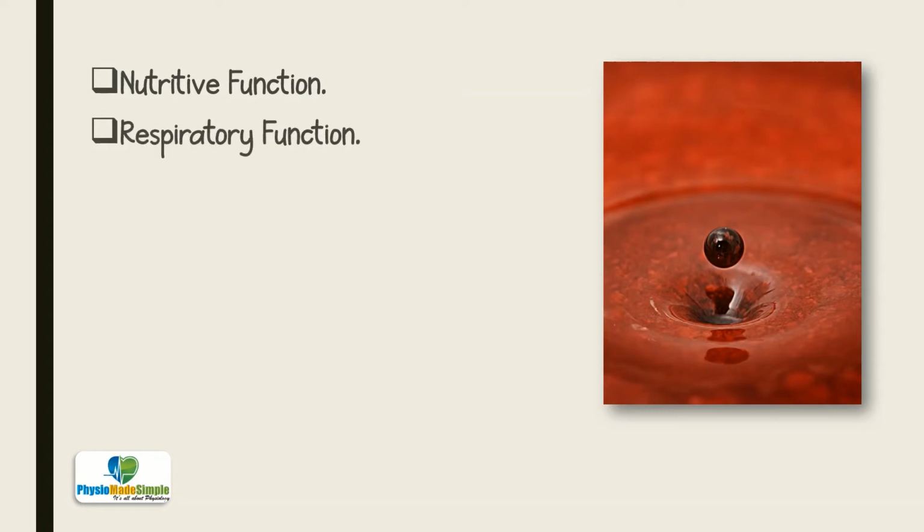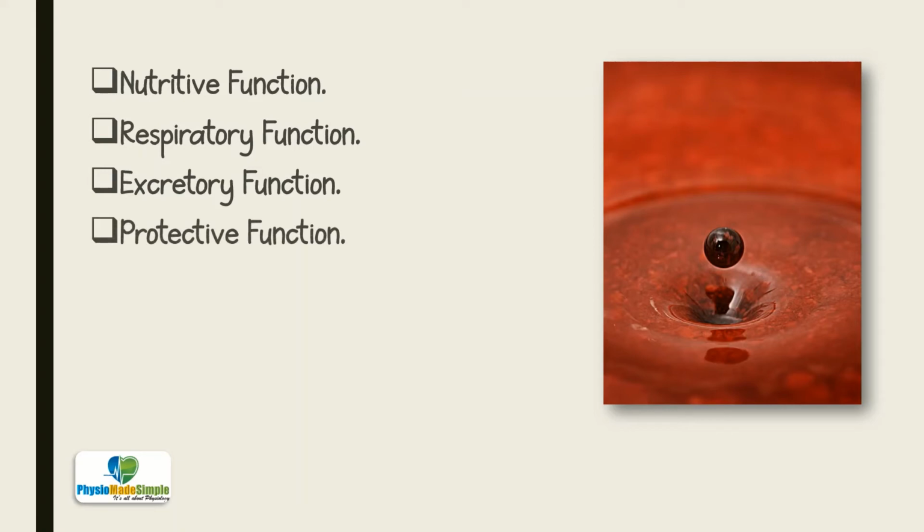Then comes the respiratory function, that is transportation of oxygen and carbon dioxide. Excretory function, that is transportation of the waste materials to the excretory organs like kidneys, liver, skin, etc. Protective function, as the blood contains WBCs, that is white blood cells, it helps in defense against various microorganisms or various disorders. Then comes the transport function, that is transportation of mainly hormones and enzymes.